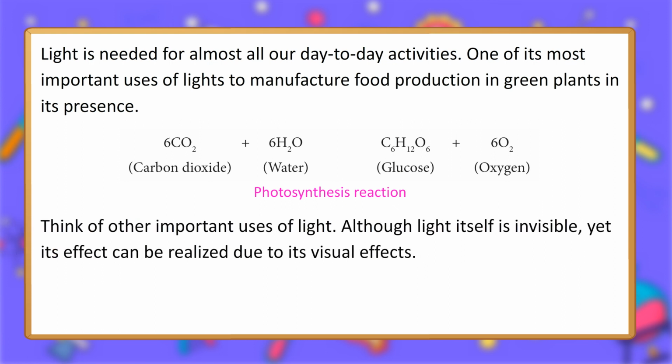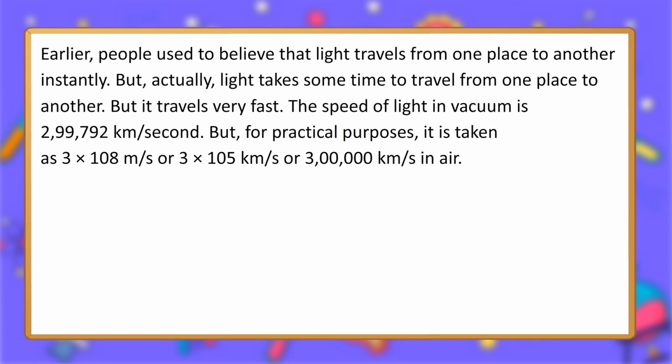Think of other important uses of light. Although light itself is invisible, its effect can be realized due to its visual effects. The speed of light. Earlier, people used to believe that light travels from one place to another instantly. But actually, light takes some time to travel from one place to another. But it travels very fast.